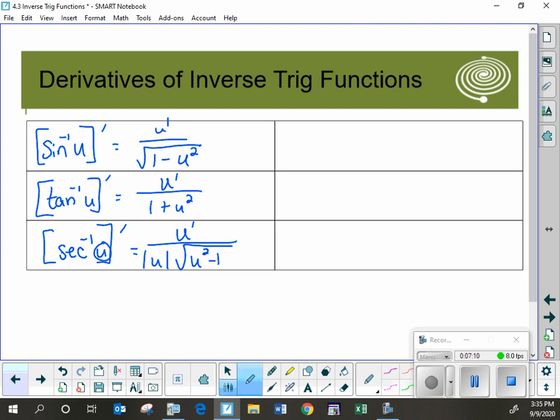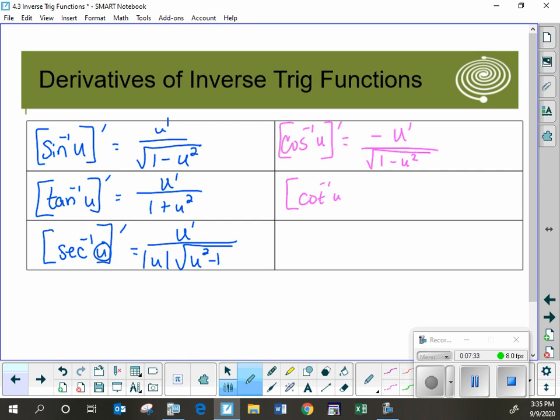The other three are going to be cosine inverse of u. Its derivative is identical to sine except that it is negative. So negative u prime over square root 1 minus u squared.